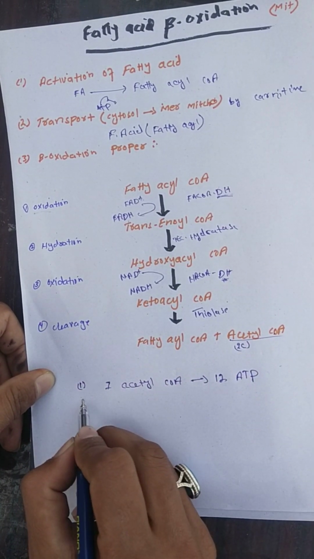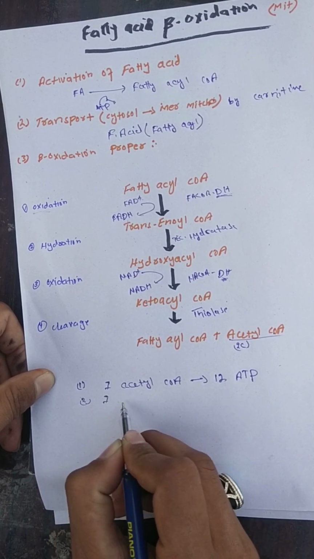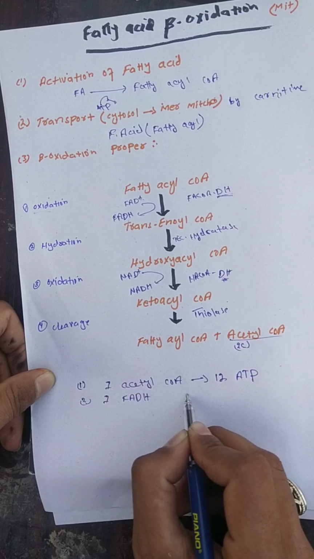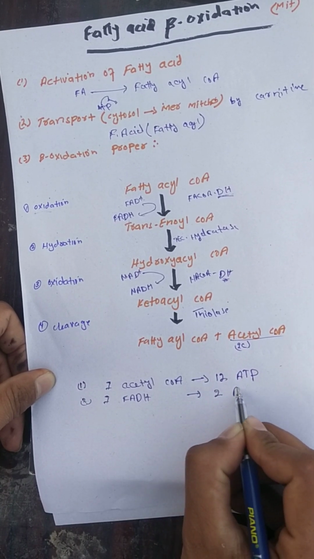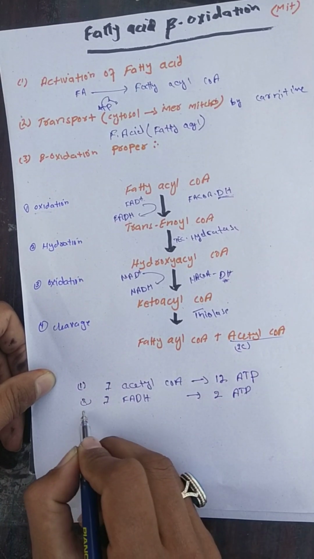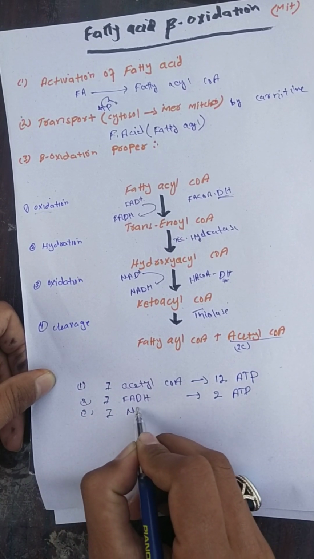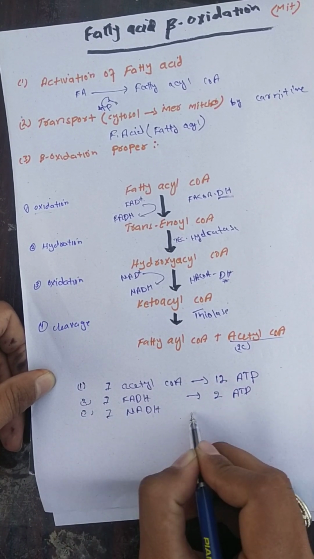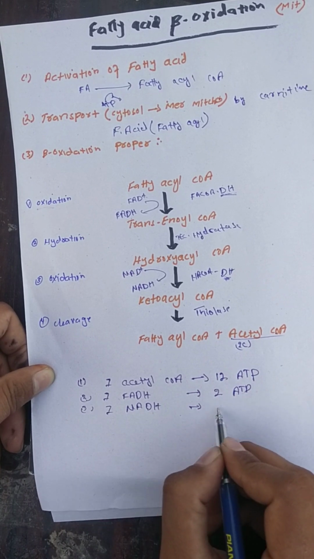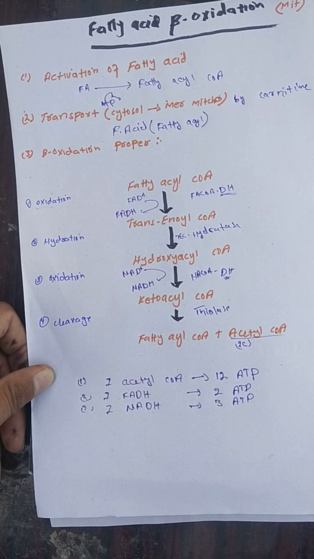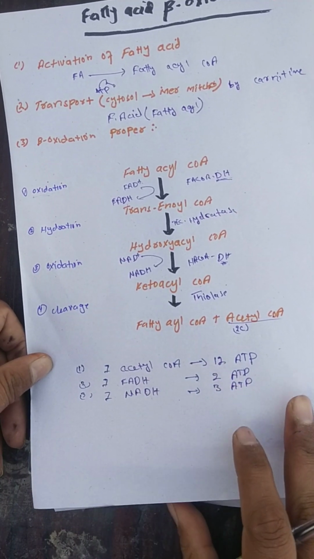Then second, we have 1 FADH, which is equal to 2 ATP, and we have 1 NADH, which is equal to, very good, 3 ATP. But this is not the whole calculation here.